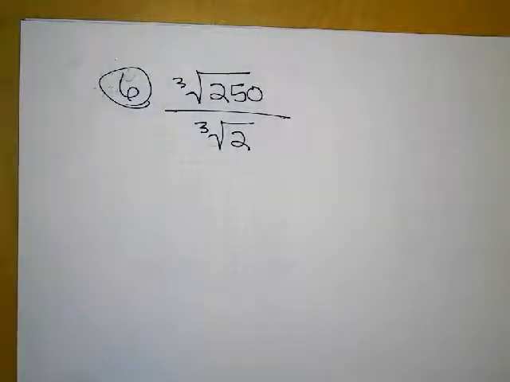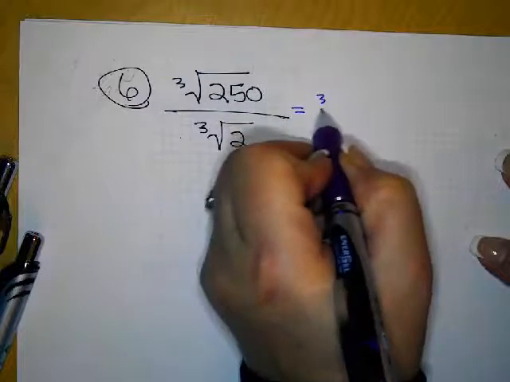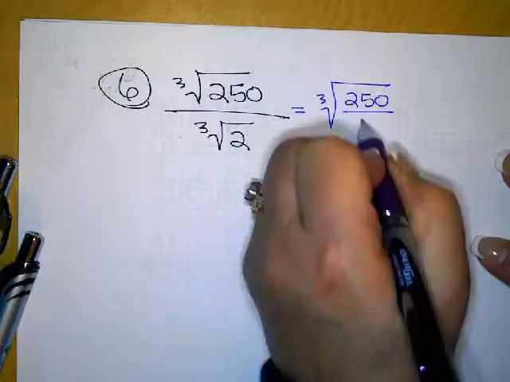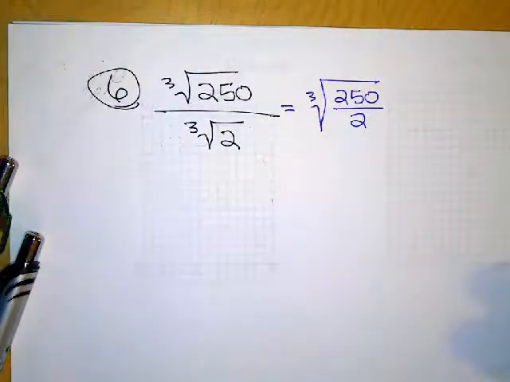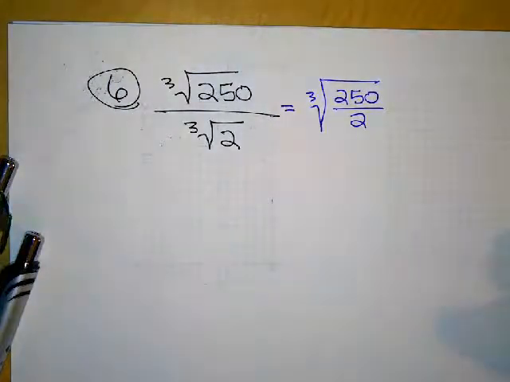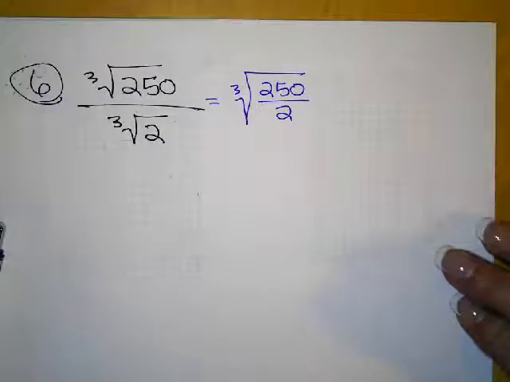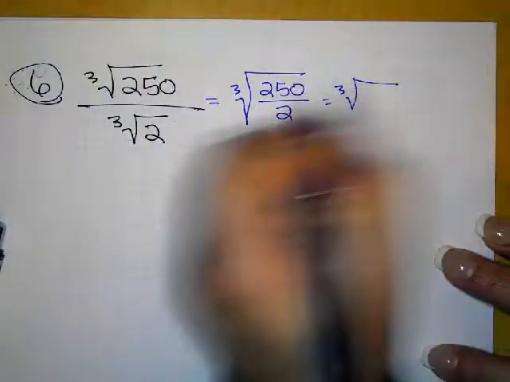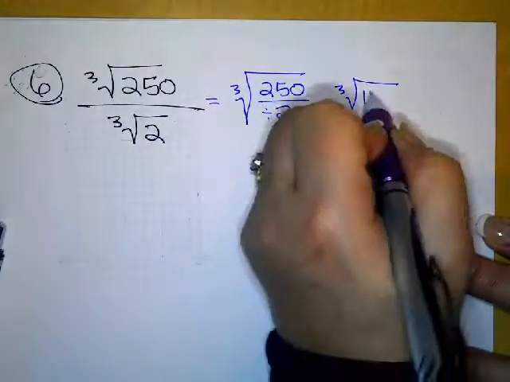One big cubed root of 250 over 2. All under that one big cubed root. Is 250 divisible by 2? I think so. It's even. So what would we really have under there? Cubed root of, what is 250 divided by 2? Very good. 125. Is 125 a perfect cube number? Yes. What's our answer? 5.